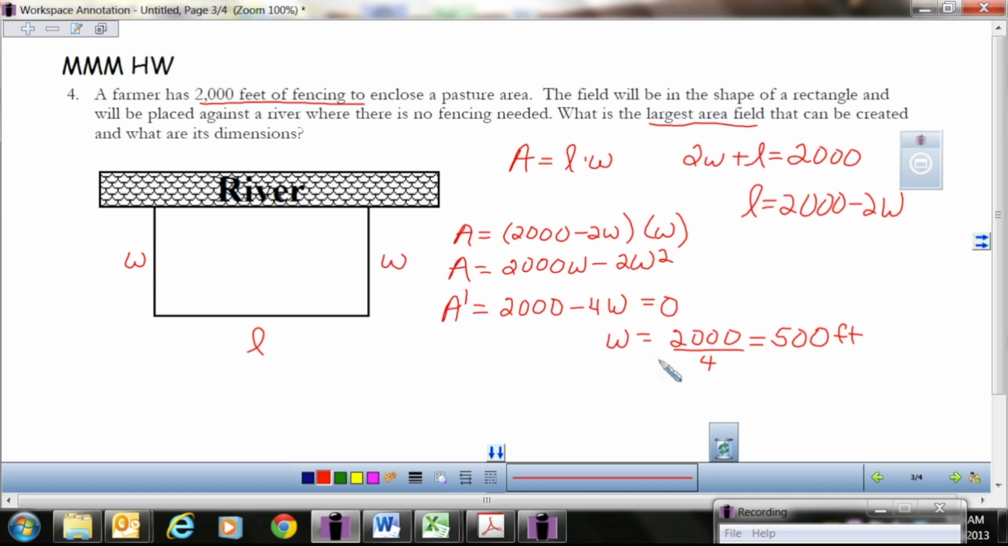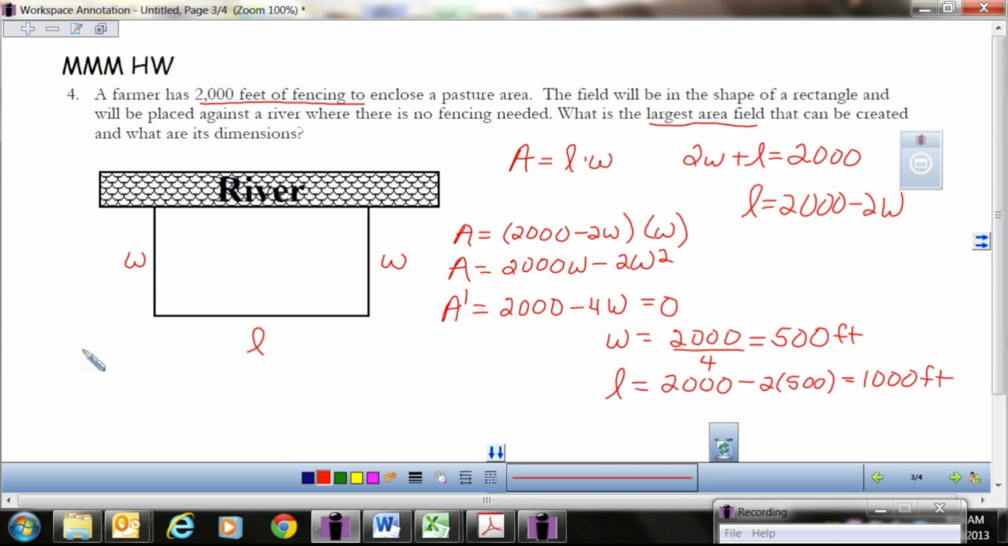All right, so now it's very important at this point to go back and ask, what am I really finding, to make sure you answer all the questions. It says, what is the largest area field and what are its dimensions? They just want everything from us. So they want the dimensions and the area. I need to go find length, and usually when you find one of them, you've already solved for the other one up here, so you just plug that in. Don't reinvent the wheel. So length is 2,000 minus 2 times 500, which is 1,000, so there's 1,000 feet for length.